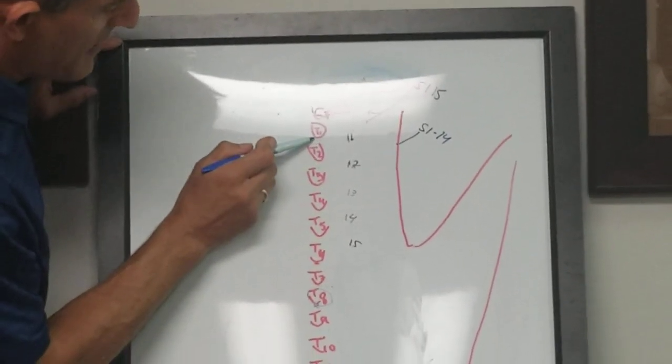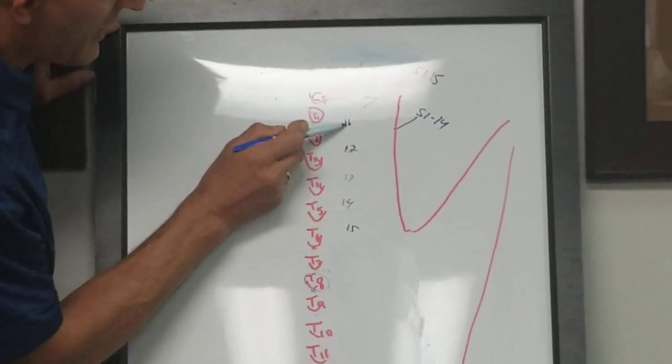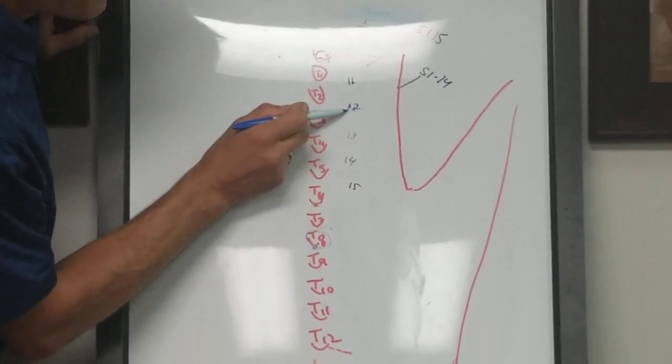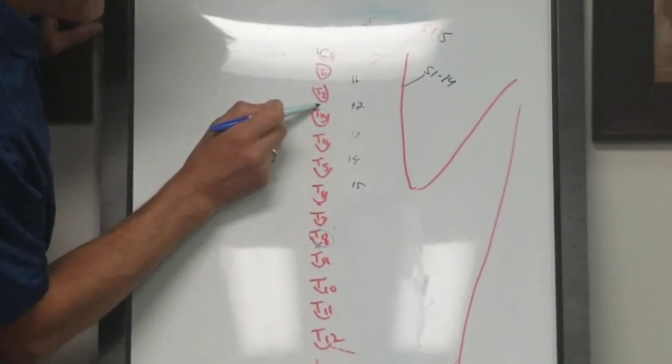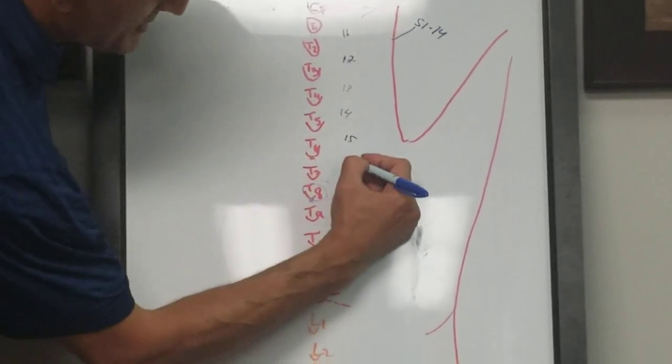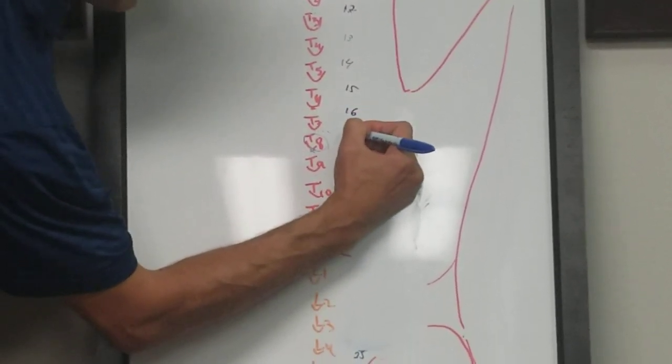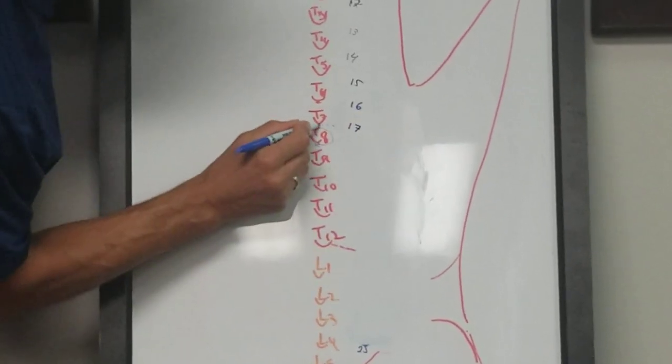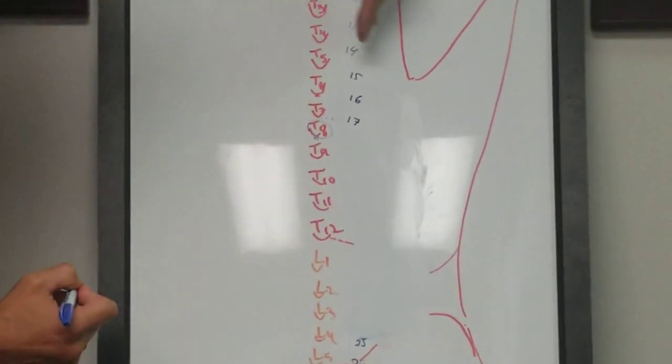Urinary bladder 11, level with the spinous process of T1. Urinary bladder 12 or bladder 12 with T2 and so on. It's nice all the way to T7. So let me just add 16 and 17 right there, 1.5 out.